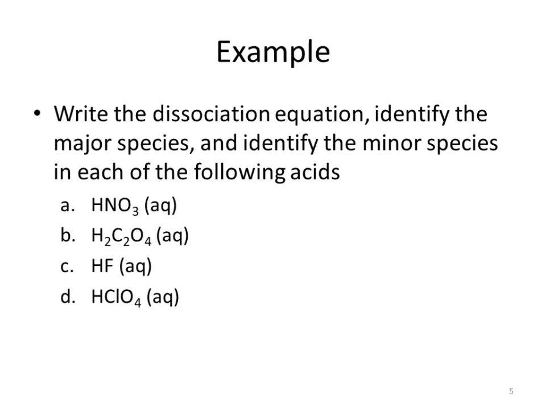Okay, so let's do some practice here. So we're going to write our dissociation equations. We'll identify the major species, minor species, and go from there. So we've got 4 different examples: nitric acid, oxalic acid, hydrofluoric acid, and perchloric acid.